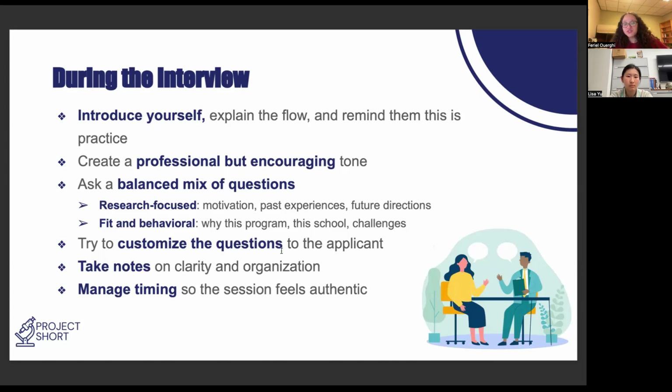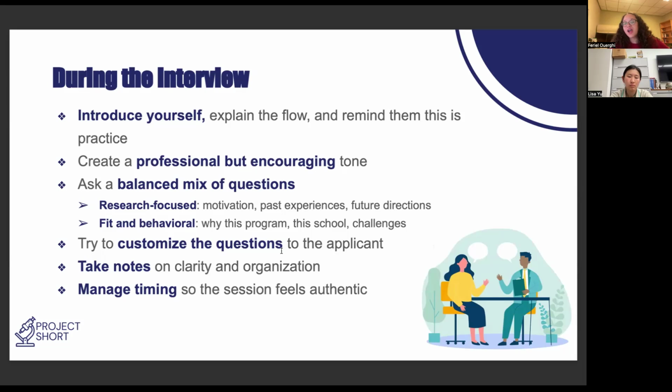We also encourage you to customize the questions to the applicant. I said it just a little bit ago, but this is really important because it makes your experience feel more realistic. And then throughout the interview, we also encourage you to take notes on clarity and organization, so anything that you think the applicant should work on. And finally, and this is really, really important, I would encourage you to manage time so the session feels authentic.